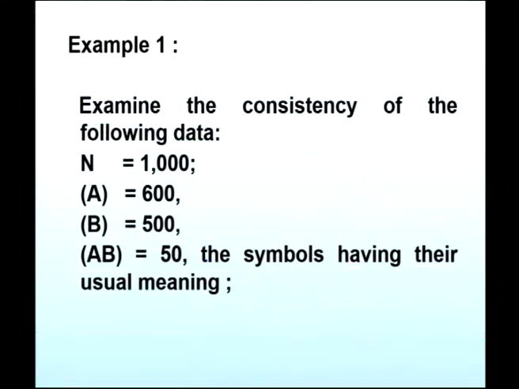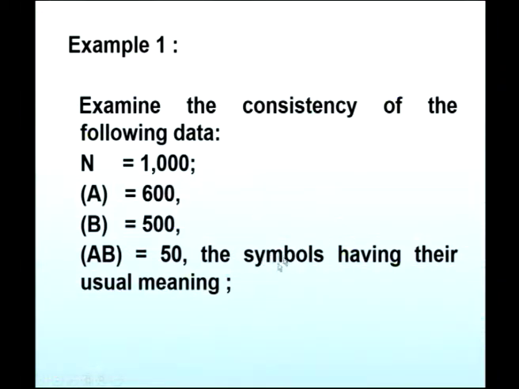Capital N is equal to 1000 and capital A representing an attribute A. There are 600 members possessing the attribute A, and there are 500 members possessing the attribute B, and there are only 50 members possessing both the attribute A and B. Let us see whether the data given is correct or not by checking the consistency of the following data.